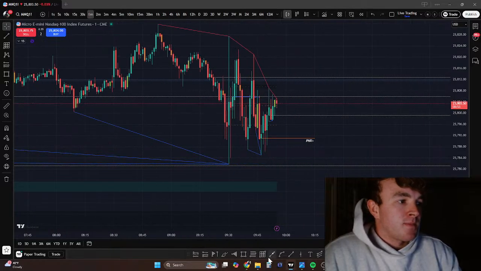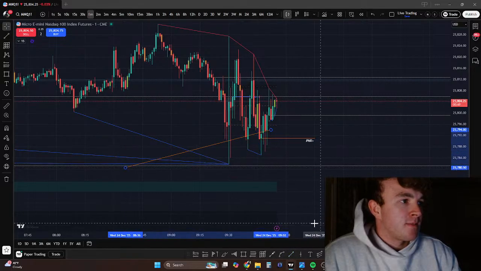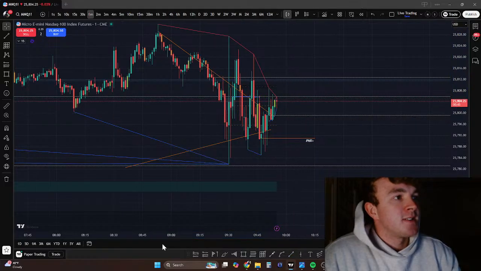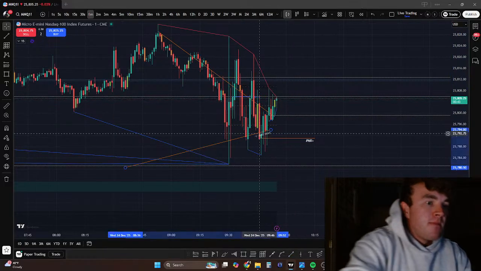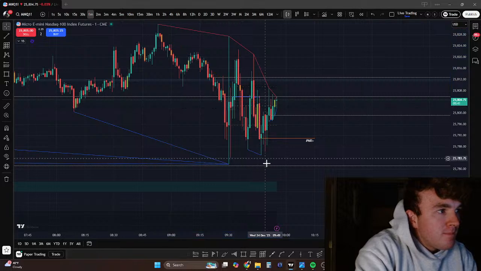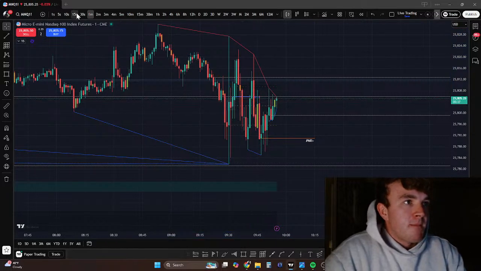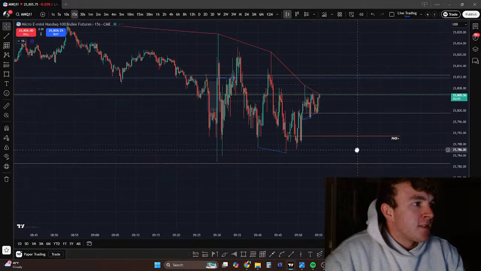Like trend lines on either side here. Bang. Bang. So that's something to consider. Yeah, definitely nothing obvious here.